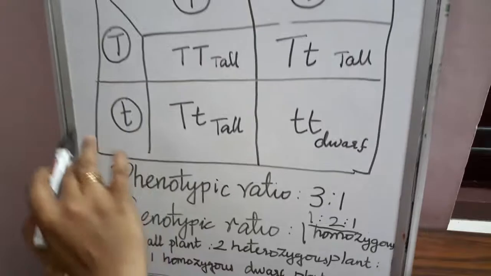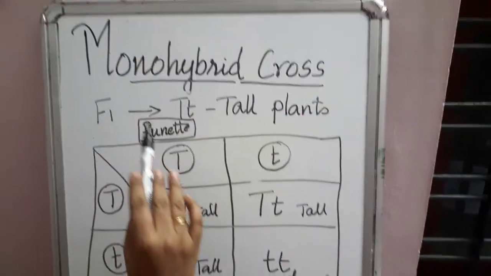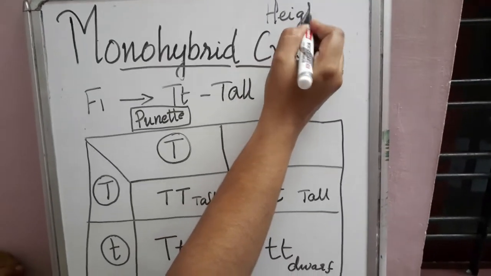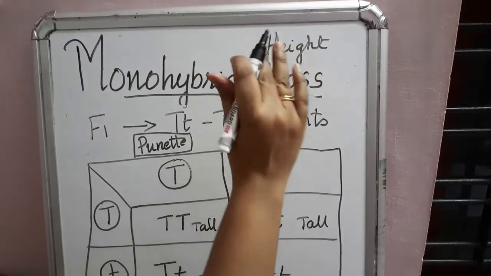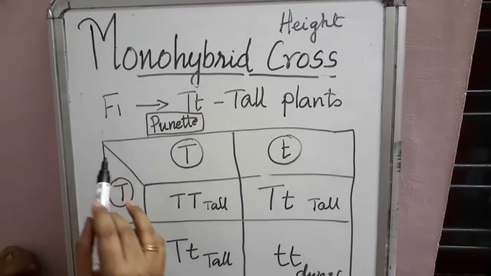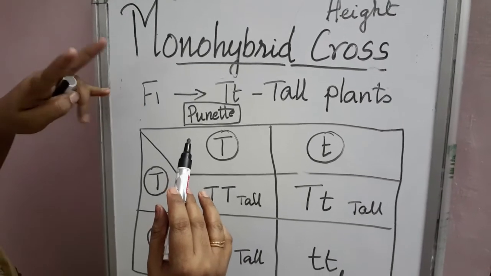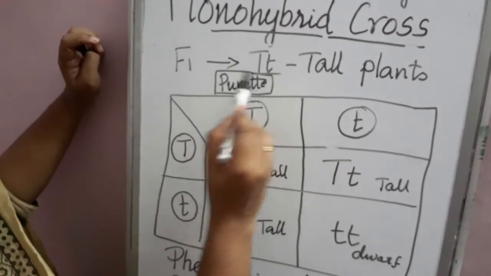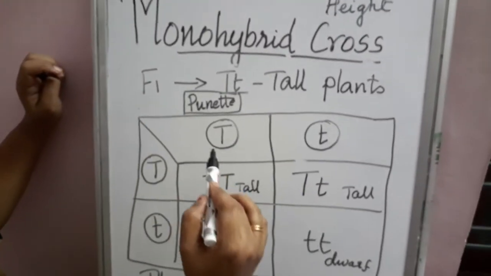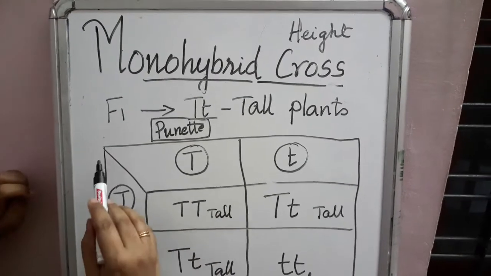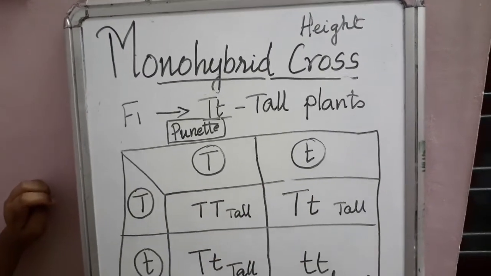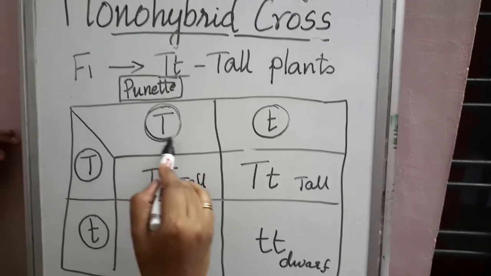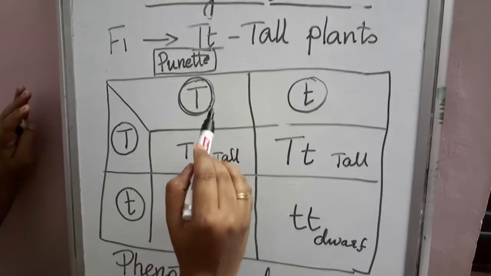Once again, I will tell what a monohybrid cross is. In a monohybrid cross we are considering only one character, that is height, tall and dwarf. First we went till the F1 generation, T crossing t, and we get F1 capital T small t. Again we do cross pollination, which we represent by a checkerboard or Punnett square. This is the gamete; we circle it like this.